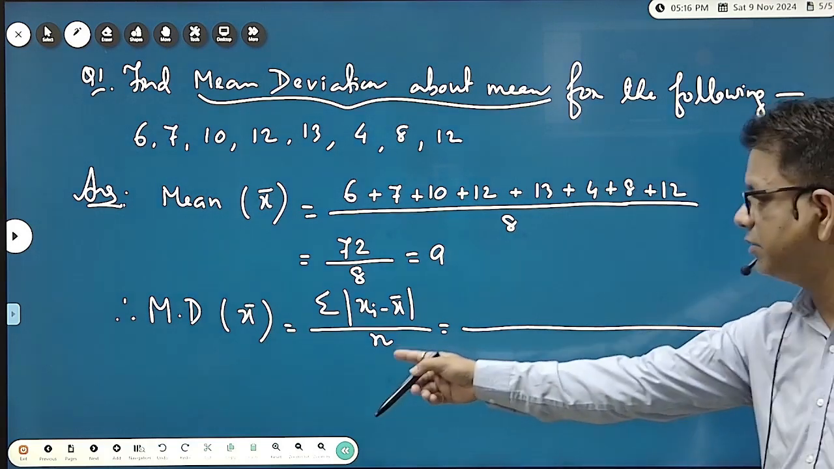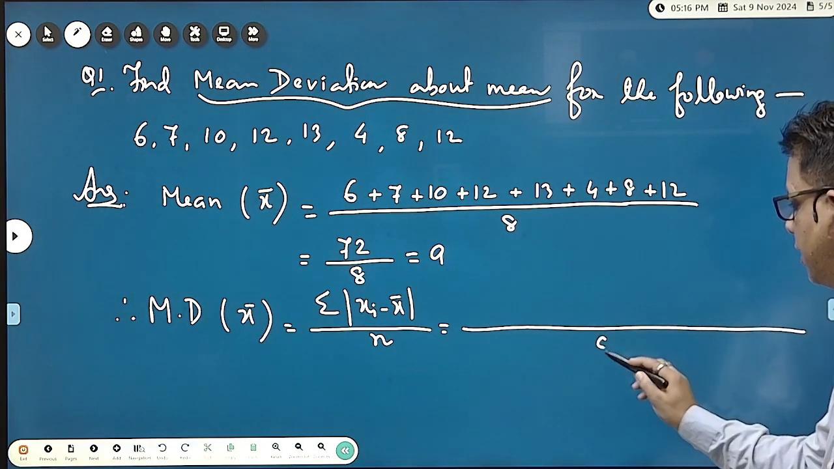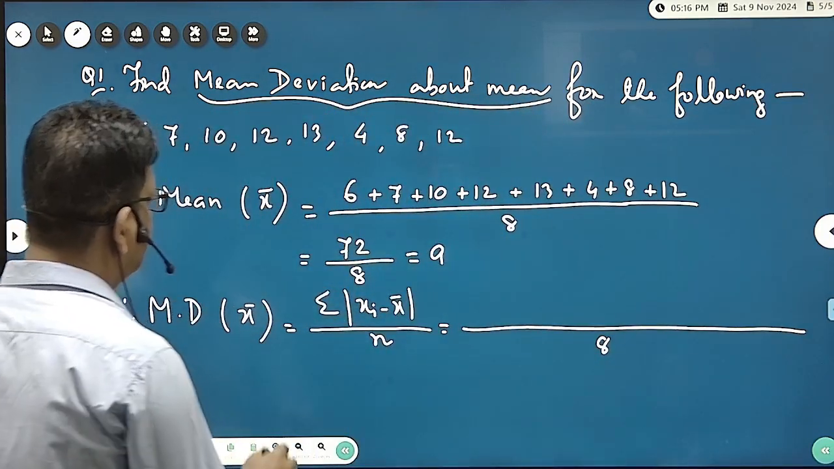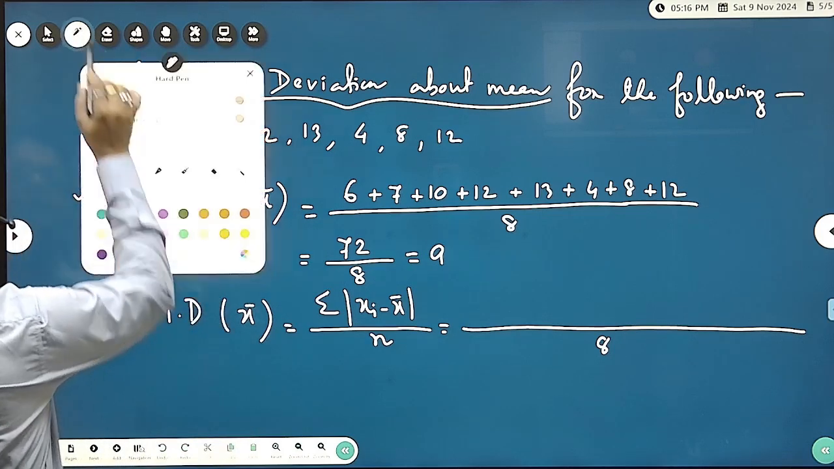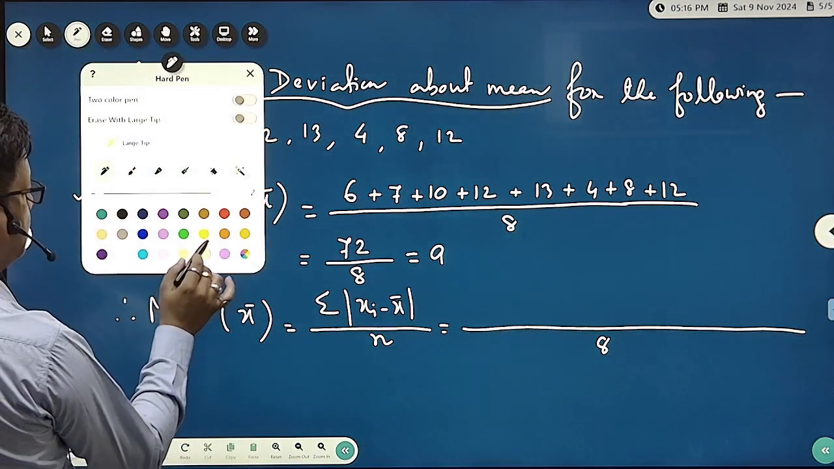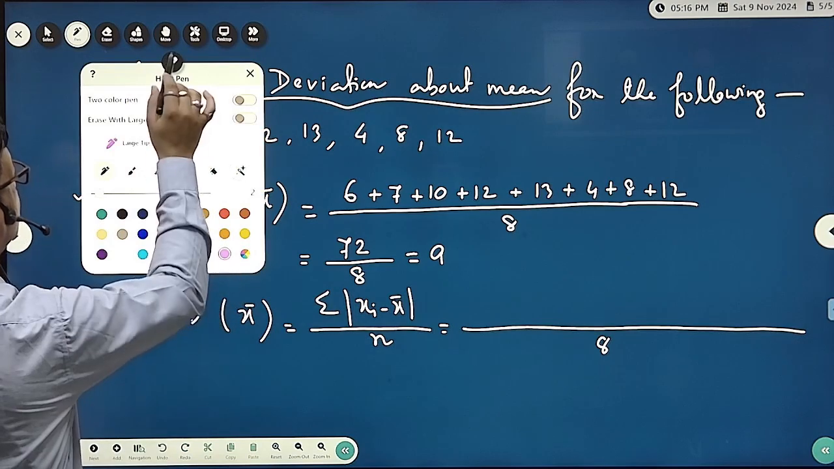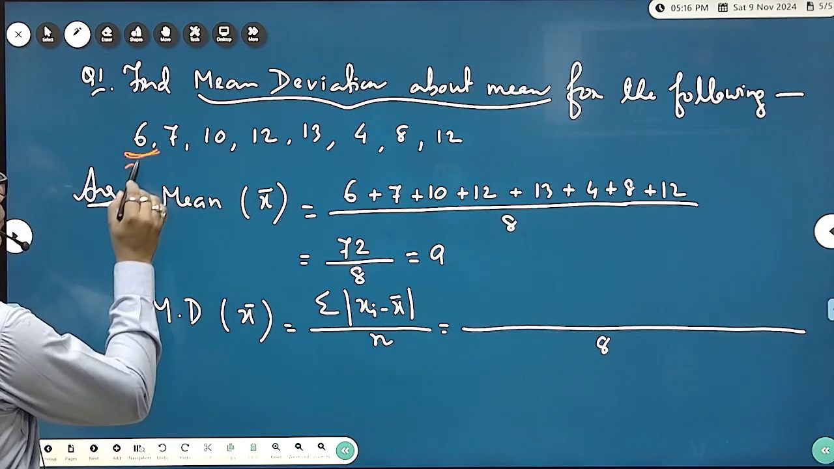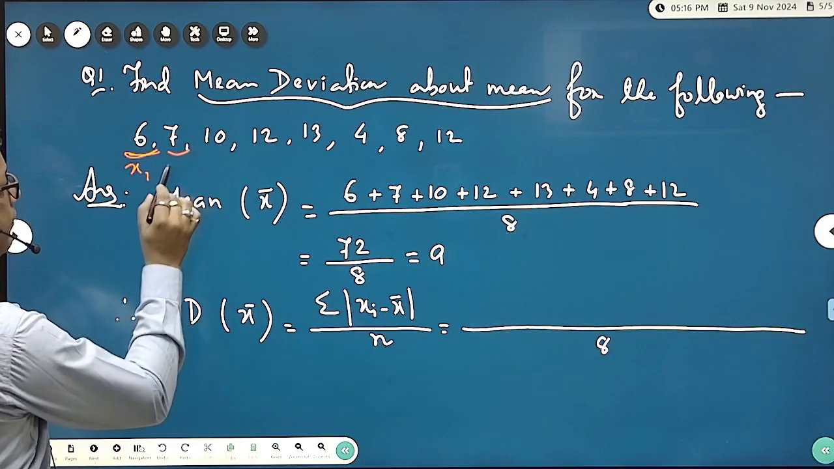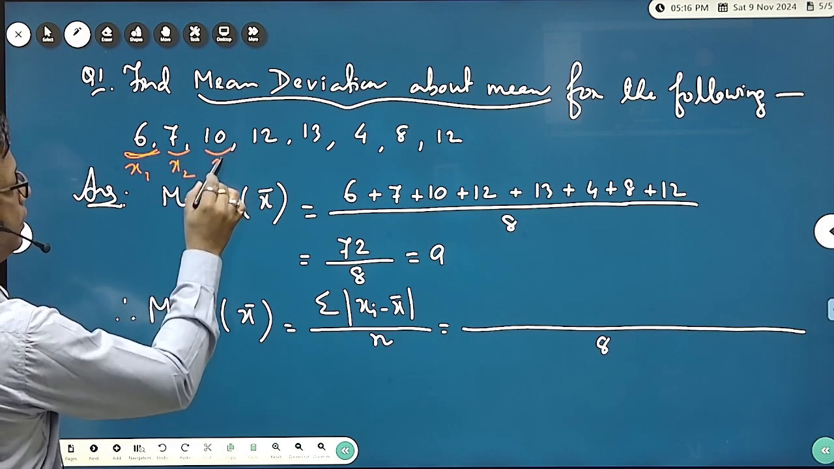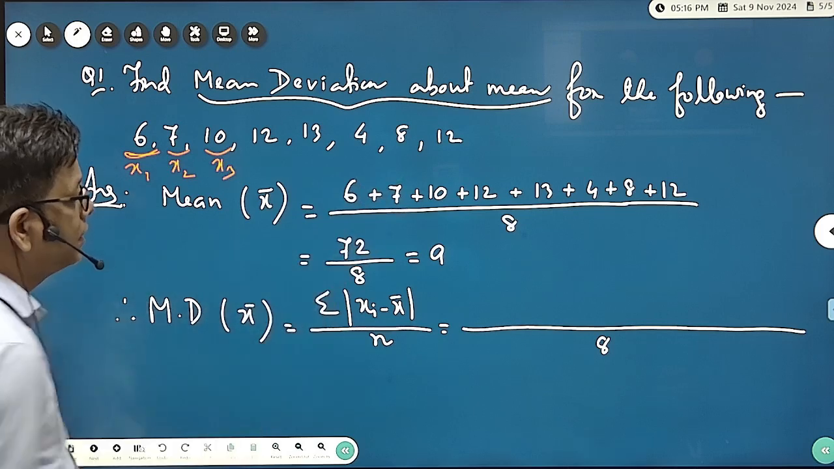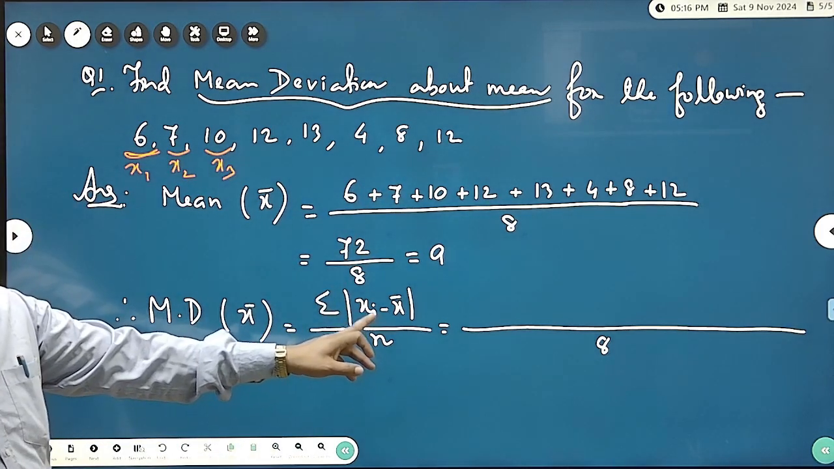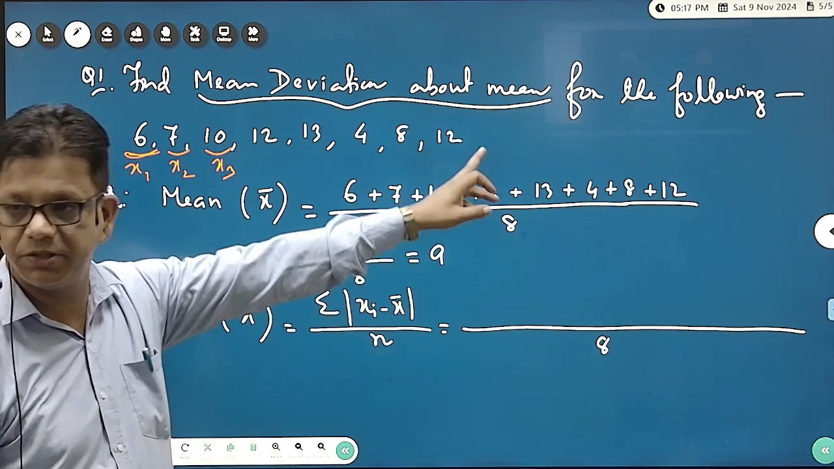We are very clear about how many numbers there are: 8. Yes or no? Done. Now what do you need to do? Look at the first number, 6. This one we call x1, 7 we call x2, 10 we call x3, x4, etc. And in general xi, so this i can be 1, 2, 3, 4, anything till whatever number is there.